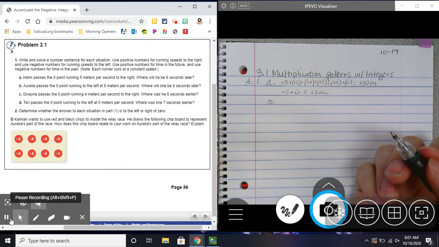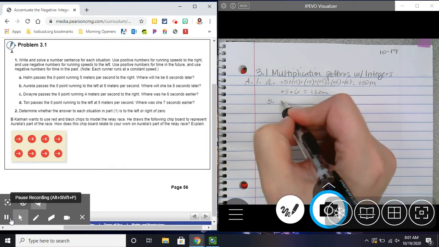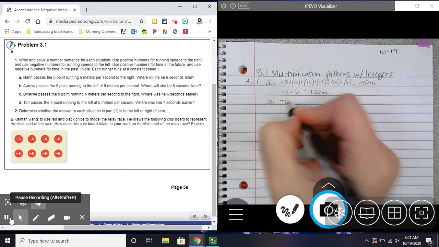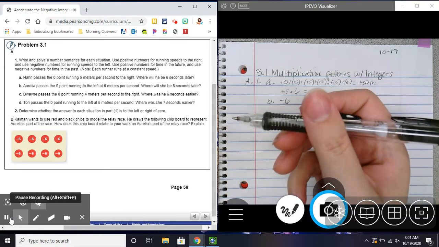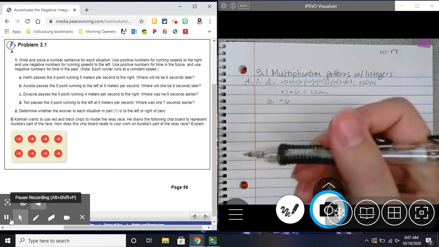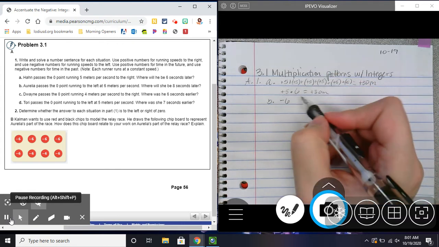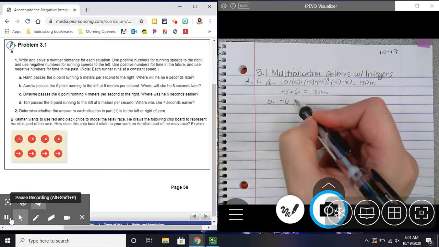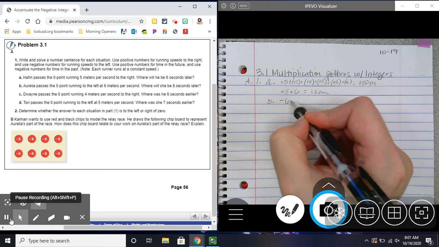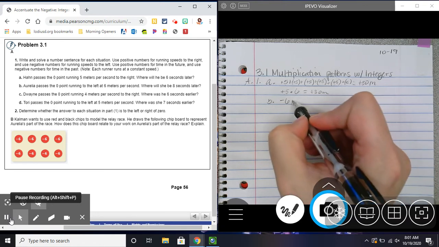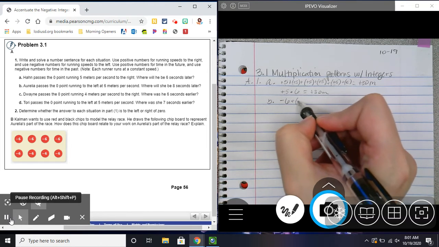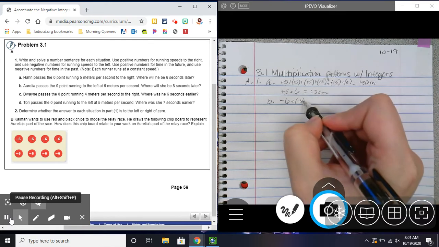The second one says, Aurelia passes the 0 point running to the left at 6 meters per second. Where will she be 8 seconds later? So she's going that direction. So she's going to be going more into negative land. So you can kind of do this however you want. Like you could do -6, or you could do, she's still moving, but she's moving -6 per second.